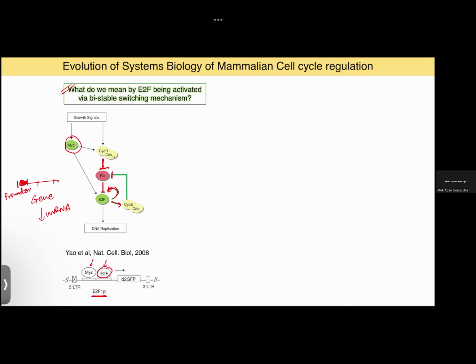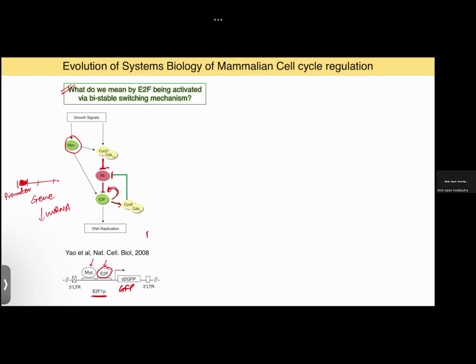And with this E2F promoter region, they attached a green fluorescent protein. So essentially what should happen? The more E2F, the more binding to this promoter site, the more transcription of this GFP-encoding gene, so the more green fluorescence. Make sense? Clear to everybody?